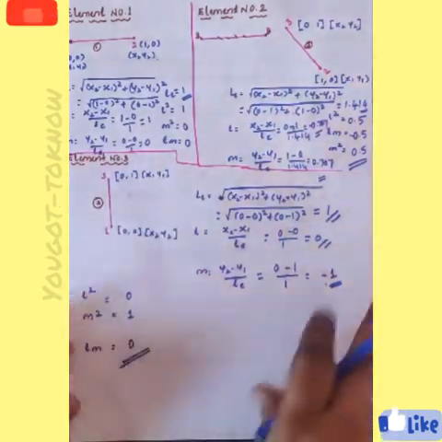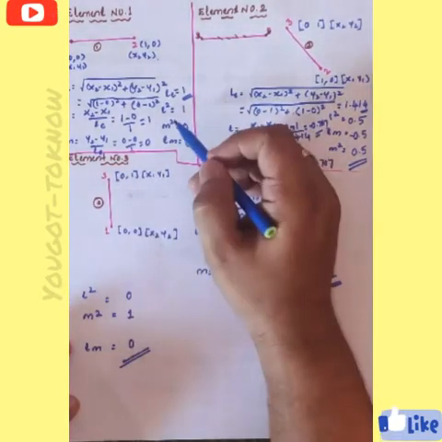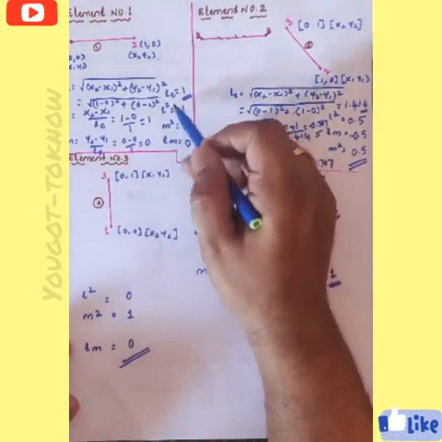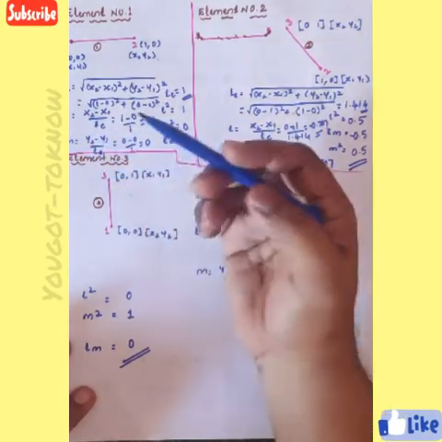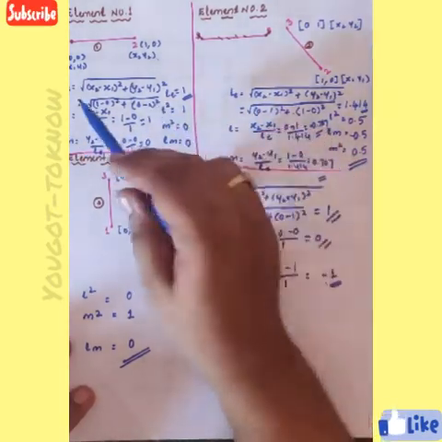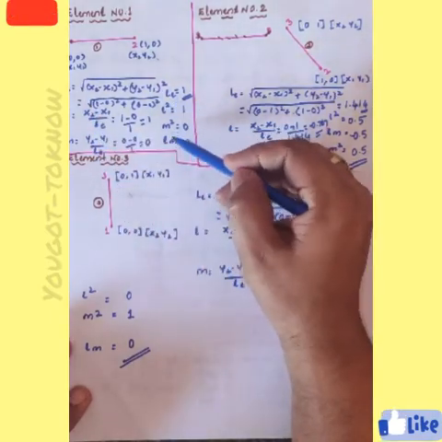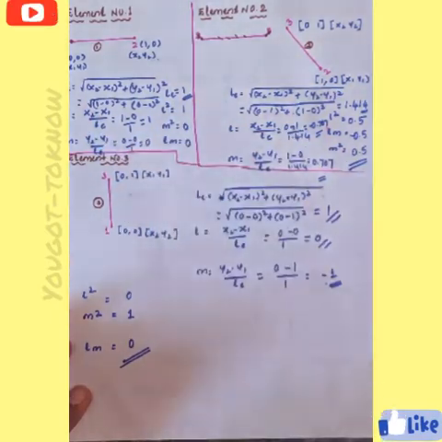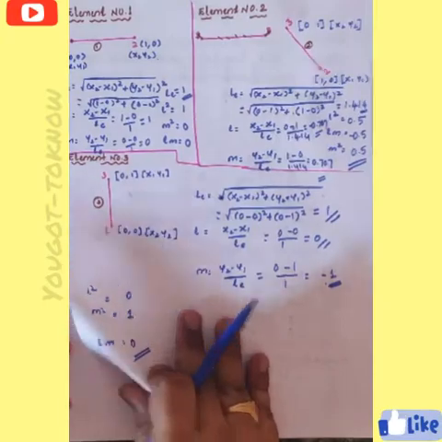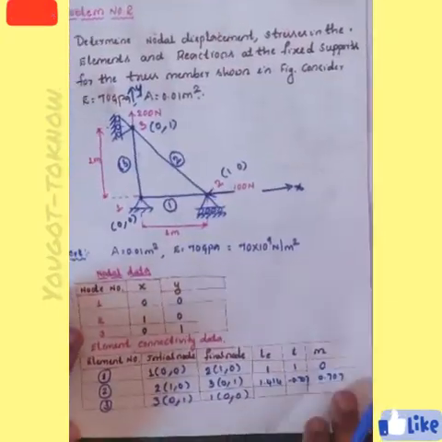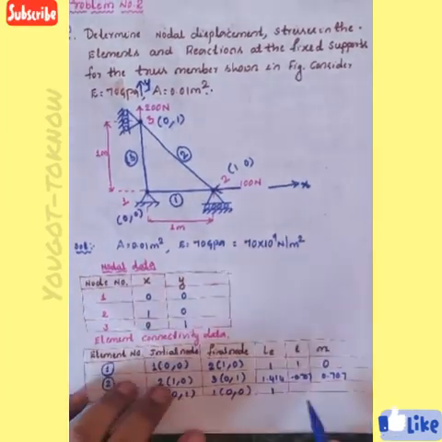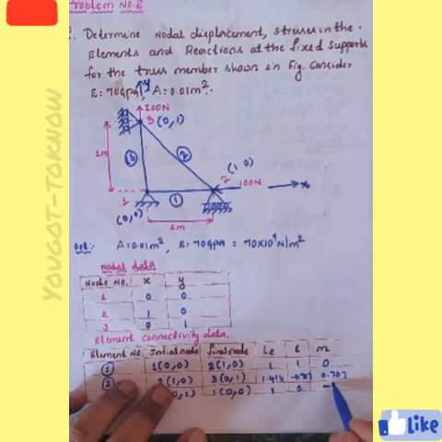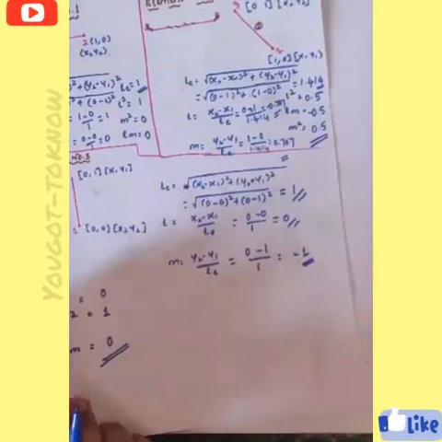Now this is how you should calculate the requirements for all three elements. Why do I calculate L square, M square, Lm? Because they are required in your elemental stiffness matrix. If you want to calculate your elemental stiffness matrix, L is required, L square is required, M square is required, Lm is required. Now write your third element. What is the length of the third element? The third element length is 1. What is the value of L? L is 0. M is equal to minus 1. Is it correct? Yes. Okay.